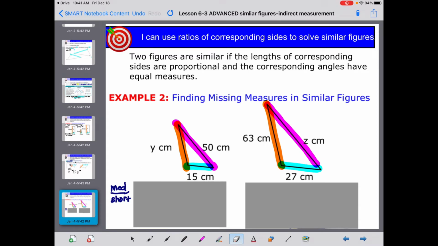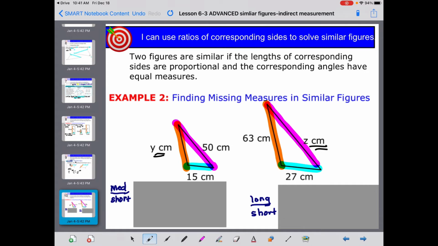Okay, then notice I did medium over short. So then when I was trying to solve for y, then I did long over short to solve for z. So I had to do two separate equations or two separate proportions to find the two missing sides. All right, now pause the video, try to set up a proportion, and then continue when you're ready to compare.